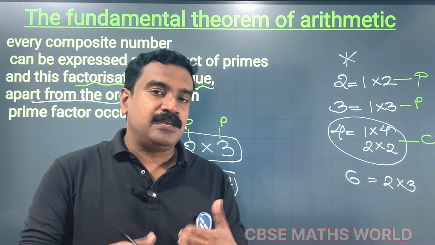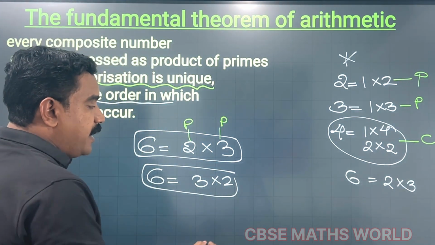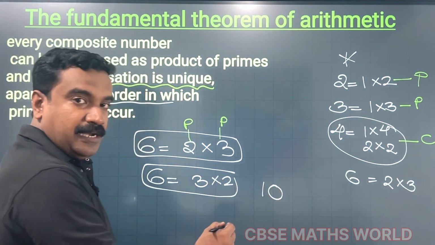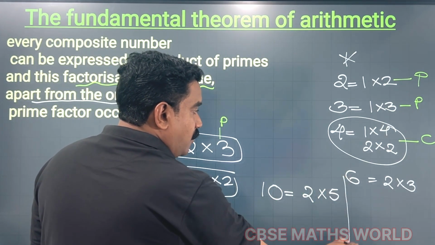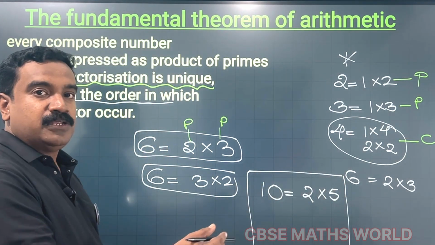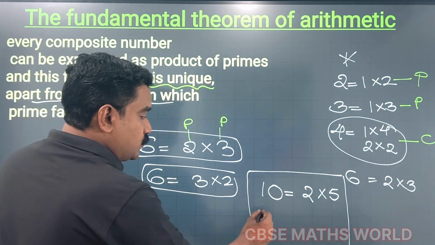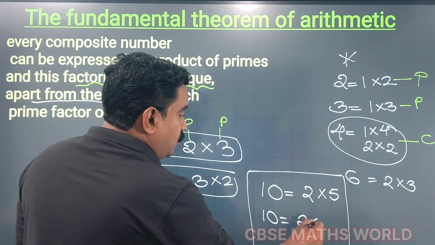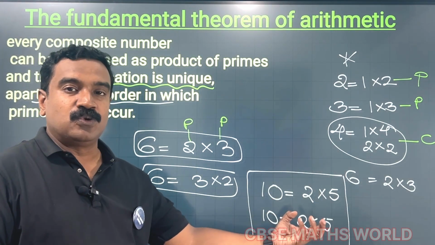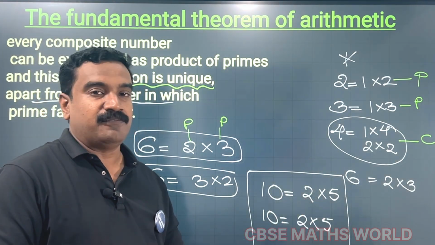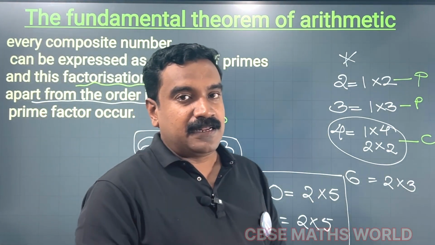You can express any composite number, take any composite number. Example, one more composite number, 10. 10 is a composite number. 10 you can write in the form 2 into 5. This is the only way to express 10, 2 into 5 or 5 into 2. That's why we say it is unique. Everyone will get the same answer, 2 and 5. And the order is also not at all important, 2 into 5 or 5 into 2. This is known as the fundamental theorem of arithmetic.